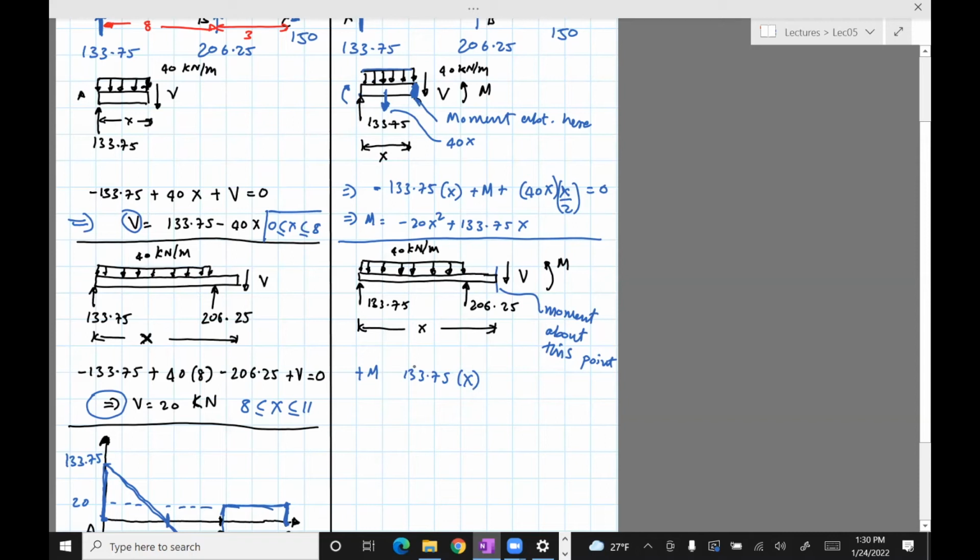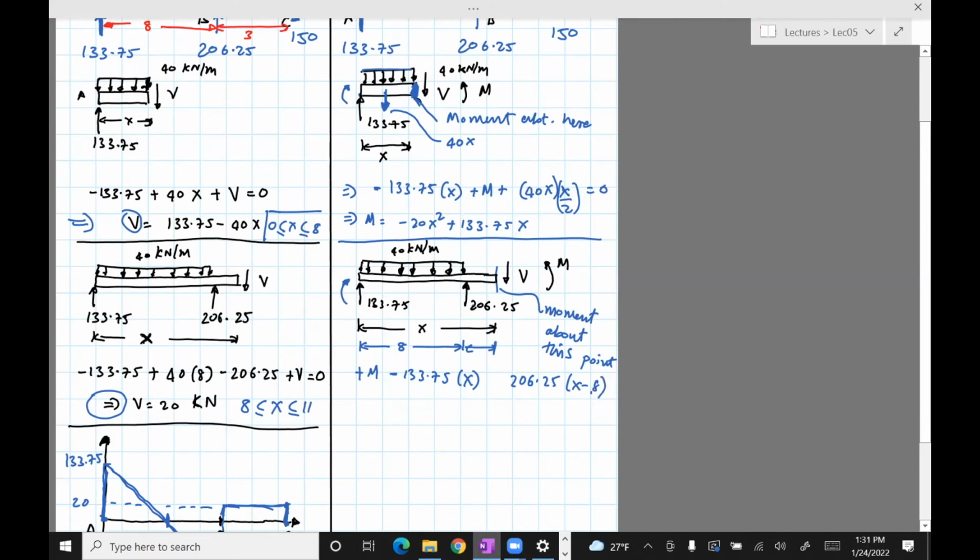So it's going to induce clockwise movement, so I put a negative sign. The 206.25 kilonewton force acts at a distance of, since this is 8, x minus 8, right? X minus 8.